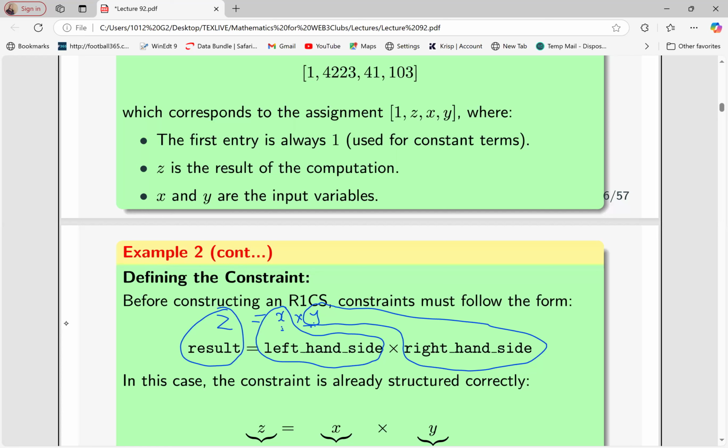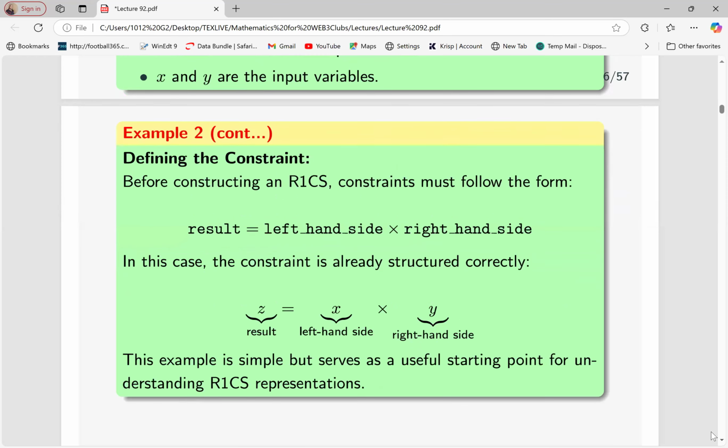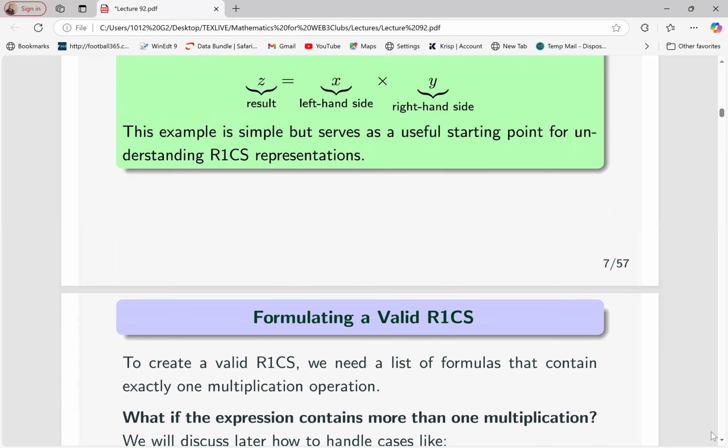Of course, you remember we have to first write this equation in a form where we only have one multiplication on one side. Once that is done, we identify the element on the left side and the element on the right side of that multiplication. Now we are beginning to see how we'll be writing a Rust program. But first, the equation must be in rank 1 constraint system format. After that, identify the output, then identify the left-hand side, and identify the right-hand side, just like we've done here. And then after that, we formulate a valid rank 1.